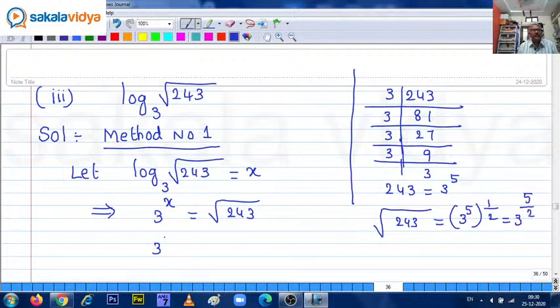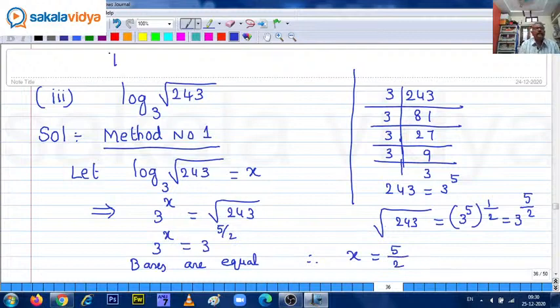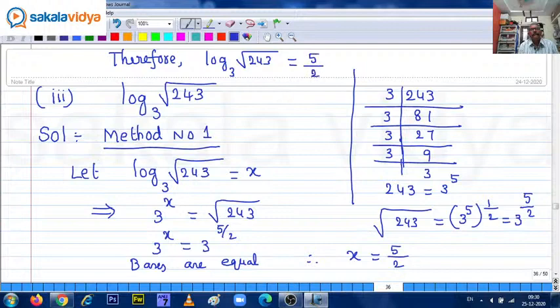So now we can write 3 raised to x is equal to 3 raised to 5 by 2. Now bases are equal. So therefore x must be equal to 5 by 2. Therefore, log root of 243 to the base 3 equals 5 by 2. This is the answer.